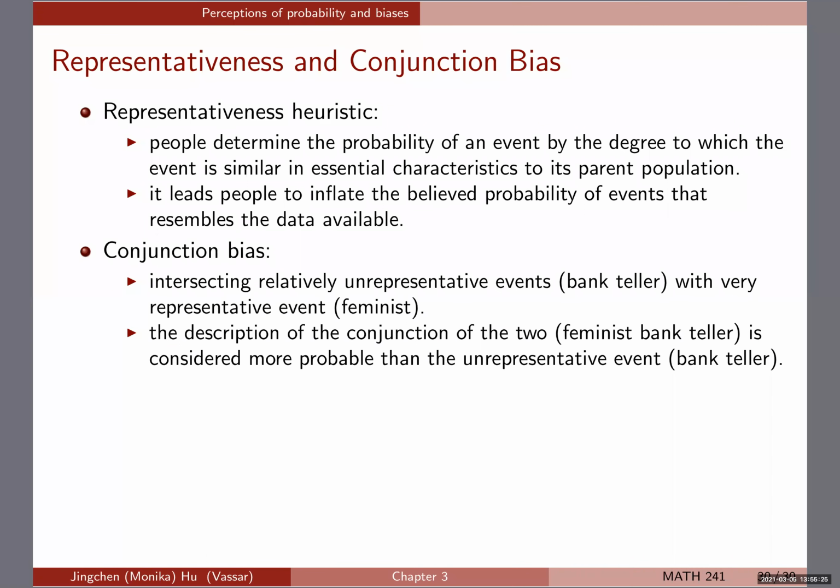The other one is conjunction bias. That's exactly what we are seeing: intersecting a relatively unrepresentative event, like bank teller, with a very representative event, like feminist, when we're reading that paragraph about Linda. This leads people to rank the joint probability higher than any of the marginals. That is why we call this conjunction bias: when you combine the two, you think the conjunction is more probable than any of the individual events. In particular, people start to think it's more probable than the unrepresentative event, especially here, where we're talking about an active female.